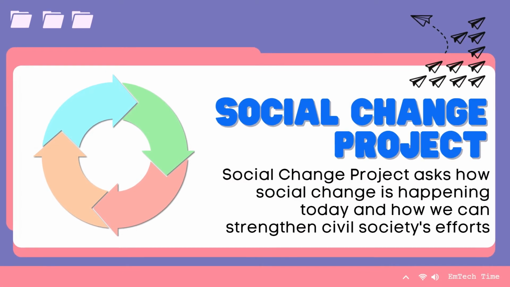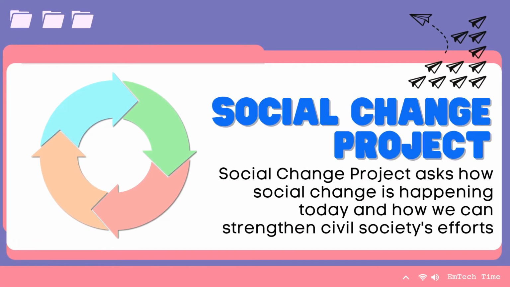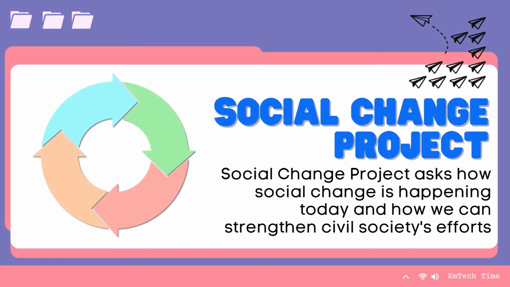So let's talk about social change projects. The social change projects ask how social change is happening today and how we can strengthen civil society's effort. Change itself is constantly changing: where it occurs, who's involved, who decides, how new ideas are generated, and what blocks it and what boosts it. ICT, or information communication technology, can enable disadvantaged individuals and communities to participate in the national and global policy decisions that can change their lives and empower them to take action that can benefit them financially, socially, and politically.